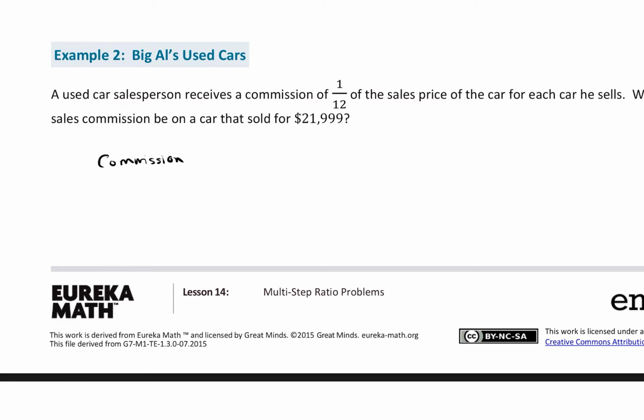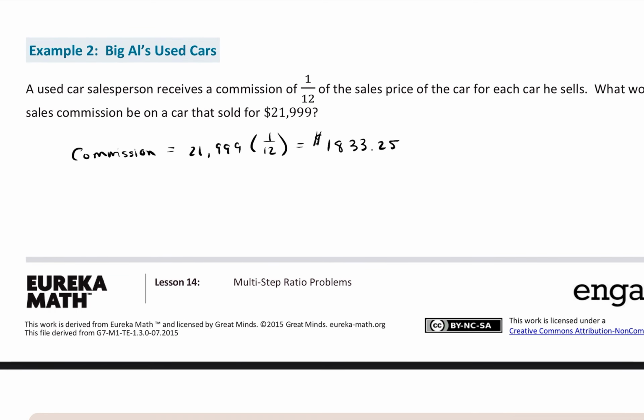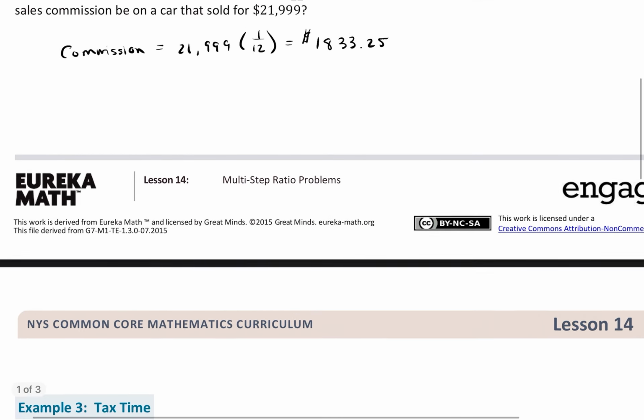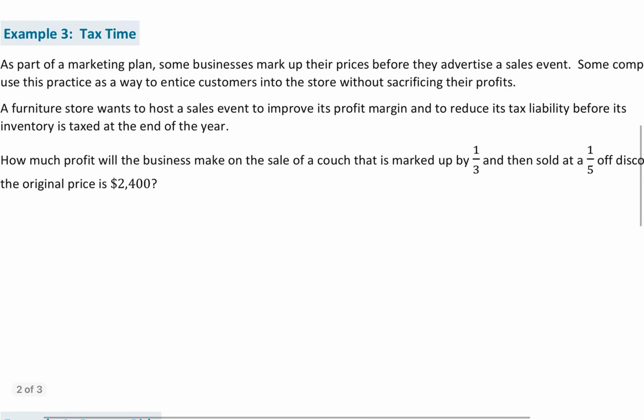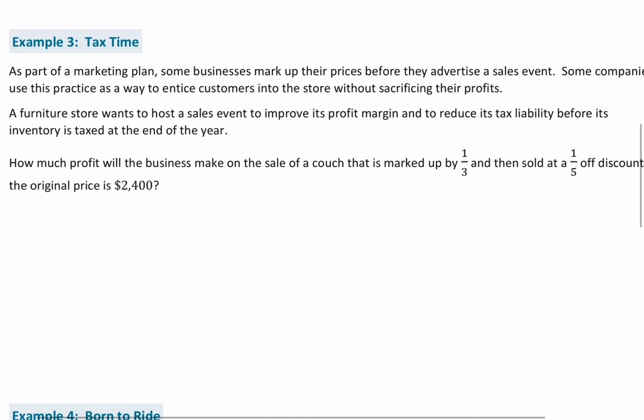The commission is going to equal 21,999 times 1/12, because he gets 1/12 of that sales price. We can do that calculation, and we end up with the commission being $1,833.25. So when we want to take the commission, which is a part of the whole, we can just multiply that part times the original price, and that gives us our commission. Not too difficult there. All right, getting a little bit more tricky as we start looking at more complex types of examples. Here we go.